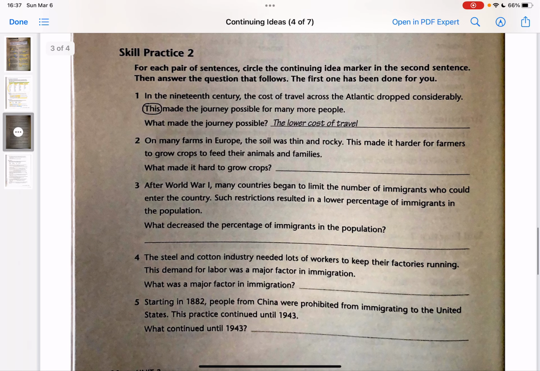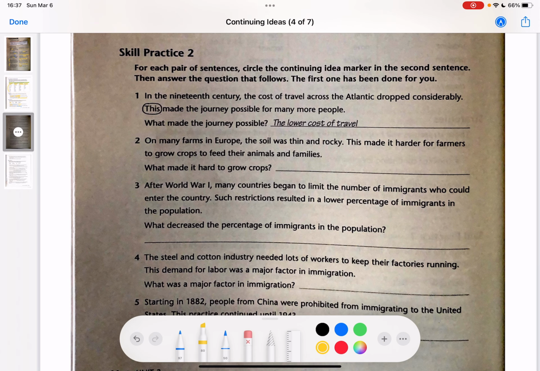Now let's take a quick look at skill practice 2. In skill practice 2, you're just going to circle the continuing idea marker and then answer the question that follows. So here they found this, their continuing idea marker, and then what made the journey possible? Well, guess what? The answer to this question is the idea that's being continued. So here I could say, right, the lower cost of travel. Let's do the next one together.